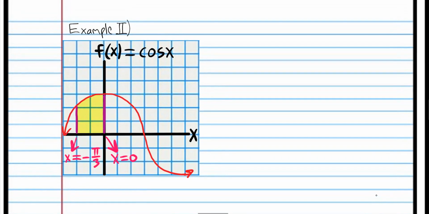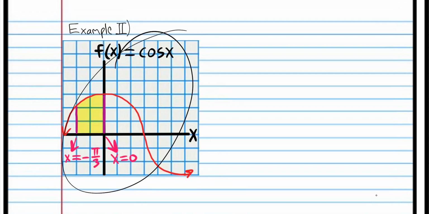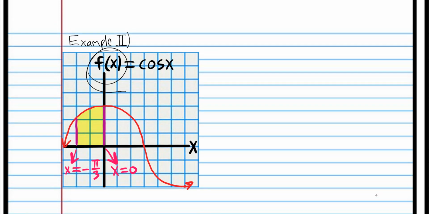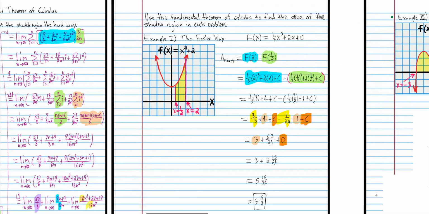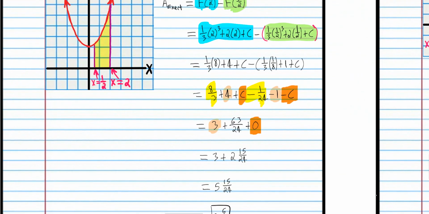So let's try another one of these problems. So we're going to find that shaded area. F of x is cosine x. The first thing that we need to do is find the antiderivative function. So that's obviously going to be sine x. We know the derivative of sine x is a cosine x. Now, notice in the previous problem that c canceled out. The orange c values, they canceled out.